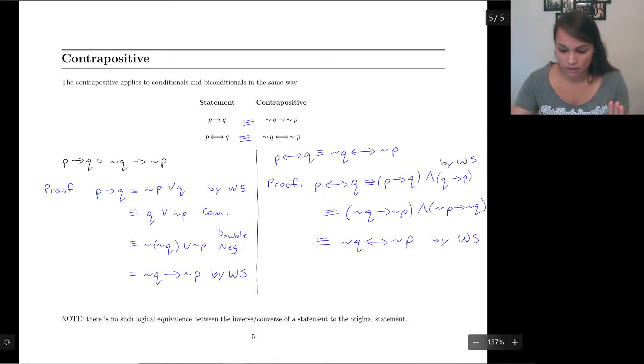Quick note, you cannot say anything about the inverse and converse of the original statement. There's no logical equivalence there.